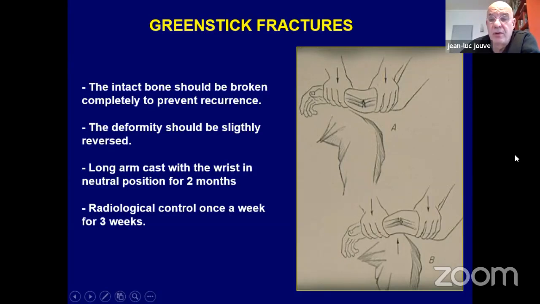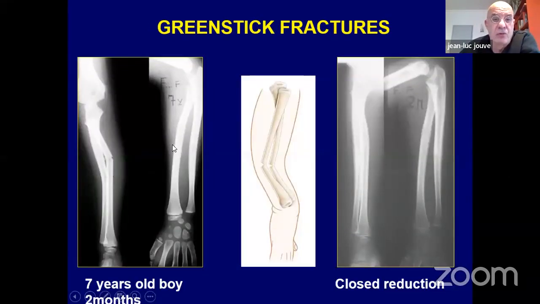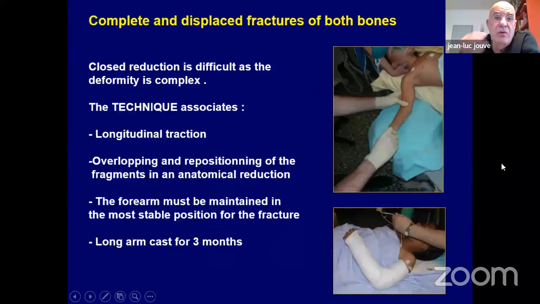So you have to check the reduction. If you check the reduction every week during the first 3 weeks, you can obtain a good result. As in this case, you have a greenstick fracture, and we do the reduction, and you see the result with a perfect function.